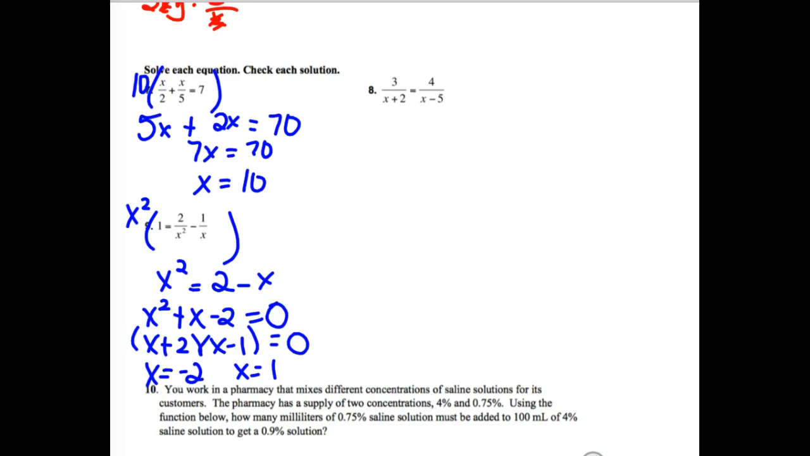Okay? All right. Looking at question 8. I held off on this one because it's a little bit different in that it's a single fraction equal to a single fraction. What do we call those?